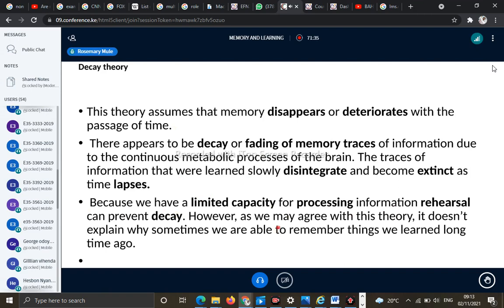However, as you may agree with this theory, it doesn't explain why sometimes we are able to remember things we learned a long time ago. It may not explain why, but we have just said that the inability to recall certain information is as a result of difficulties in retrieval, but if it is retrieved, it will still come back to life.